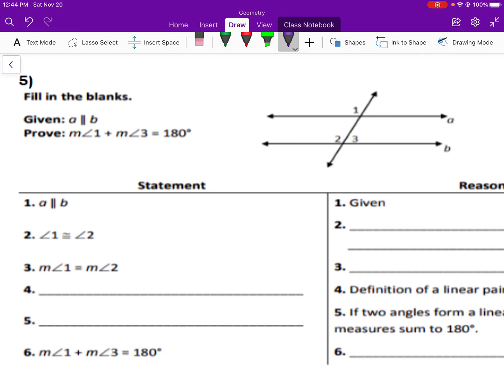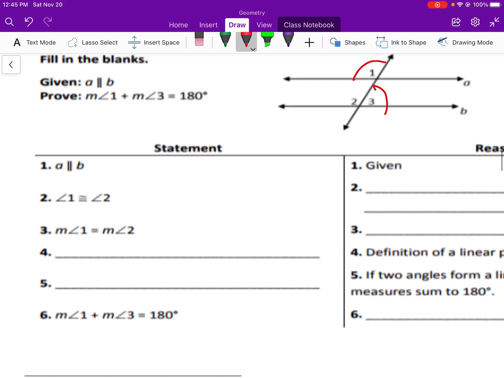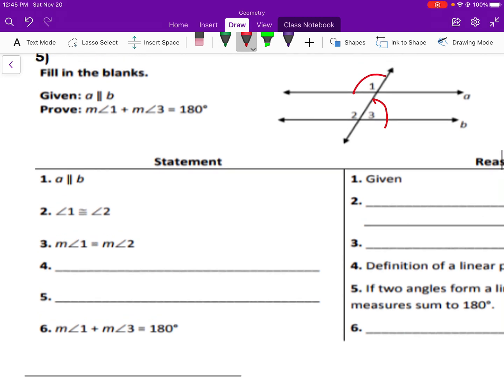Okay, next one we have a series of parallel lines. They're giving us that information that line A and line B are parallel, and we want to prove that the measure of angle 1 plus the measure of angle 3 is 180 degrees. So first of all, we've thrown down our given. Next, we're establishing that angle 1 is congruent to angle 2. That's just my definition of corresponding angles.